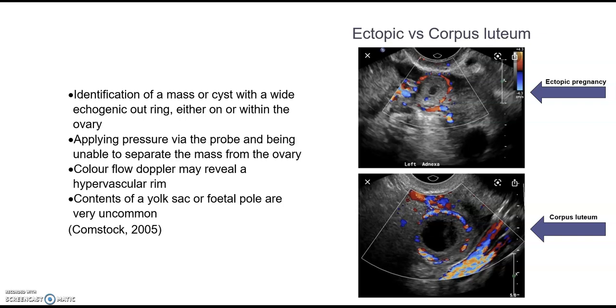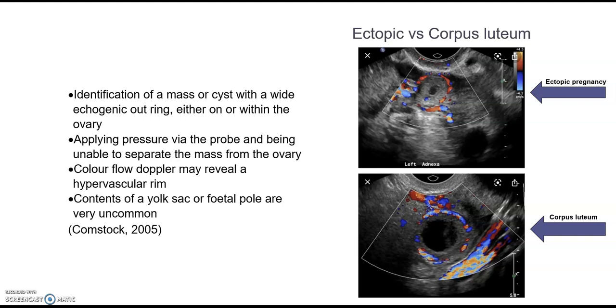Other factors that may affect the quality of the images are a high patient BMI and a limited field of view. Due to the rarity of an ovarian ectopic, there are very few studies outlining the features. A literature search found that the identification of ovarian ectopic can be difficult, but the main things to look for were identification of a mass or cyst with a wide echogenic outer ring, either on or within the ovary, applying pressure via the probe and being unable to separate the mass from the ovary. Colour flow Doppler may reveal a hypervascular rim, and contents of a yolk sac or fetal pole are very uncommon.